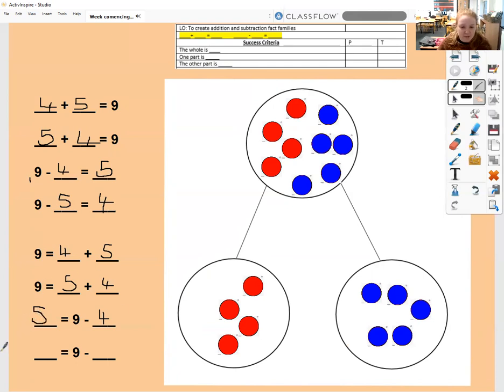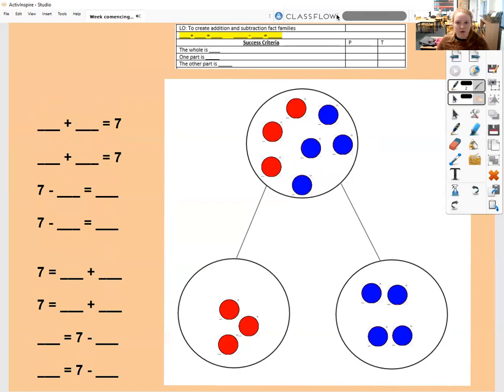And our last fact family is going to be very similar. We're going to swap our parts over. We're going to start with our whole. Our whole subtracts our first part. So this was our first part last time. So we're going to start with this part this time. So our whole, which is 9, subtracts our first part, which is 1, 2, 3, 4, 5. 9 subtract 5 equals our remaining part, which is this part, 1, 2, 3, 4. So 4 equals 9 subtract 5. Fantastic.